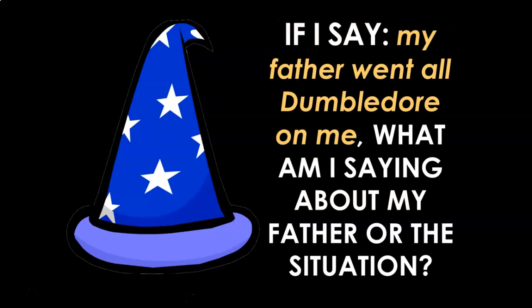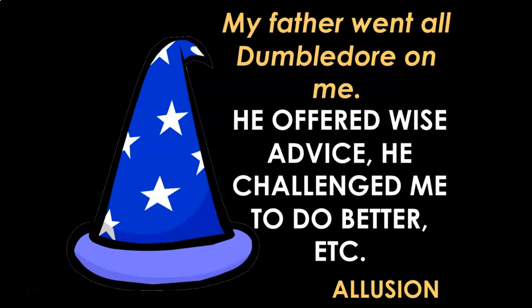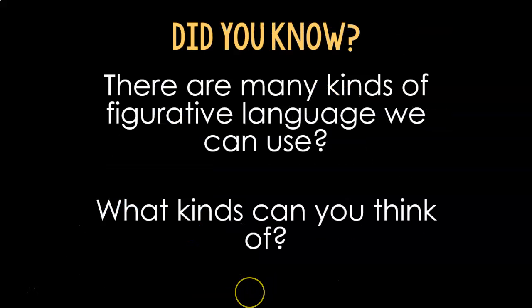If I say, my father went all Dumbledore on me, what am I saying about my father, about the situation? Well, Dumbledore, that's a reference to Harry Potter, and if we know Harry Potter, we know who the character Dumbledore is. We know that he's this wise old man with a gray beard, and his whole point in the story is he gives a lot of life advice and he teaches the main characters things. And so maybe it means that your father stopped and gave you wise advice. He challenged you to do better based on his life experience. That's an allusion because it's a reference to another piece of popular literature. It's an allusion because it references Harry Potter.